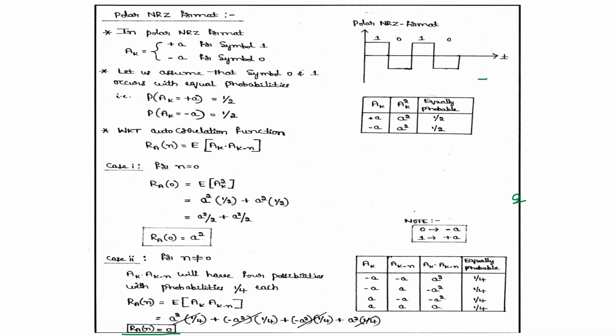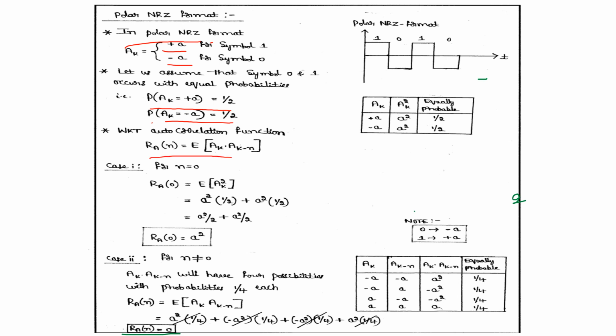In the polar non-return to 0 format, we have plus A for symbol 1 and minus A for symbol 0. So this is the line coding technique. Let us assume that the symbols 0 and 1 occur with equal probabilities. So the probability of ak equal to plus A is 1 by 2, and the probability of occurrence of symbol 0 is 1 by 2.